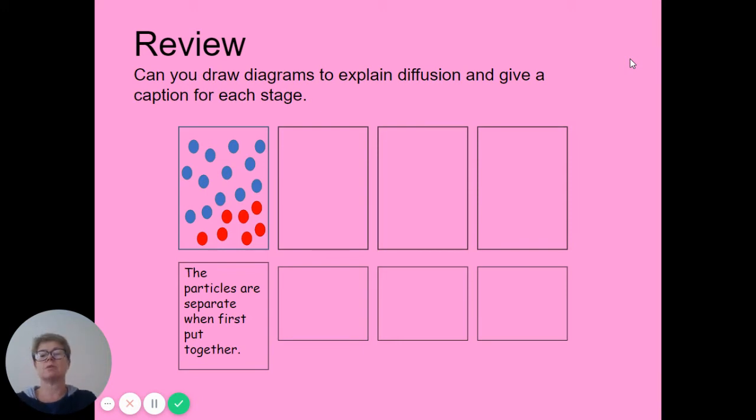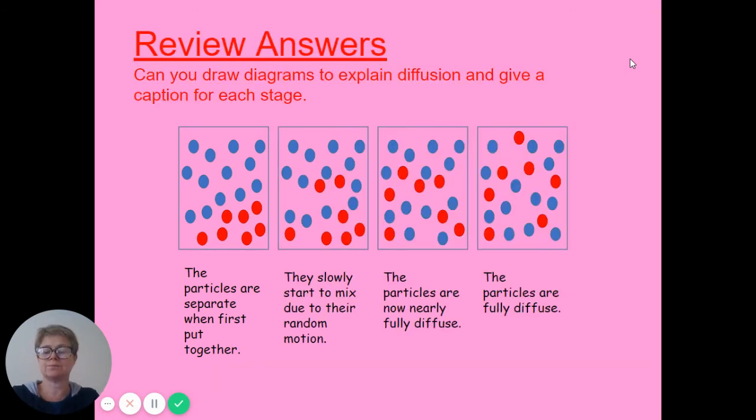Okay, I'm going to show you a sample answer now. So this is the sort of thing I was hoping for. So in our first picture, we've got red blobs all grouped together, blue blobs all grouped together. But over time, the red and the blue are gradually mixing. If you've used the terms diffusion, random motion, you might have said high to low concentration, or even moving down a concentration gradient. That is even better.